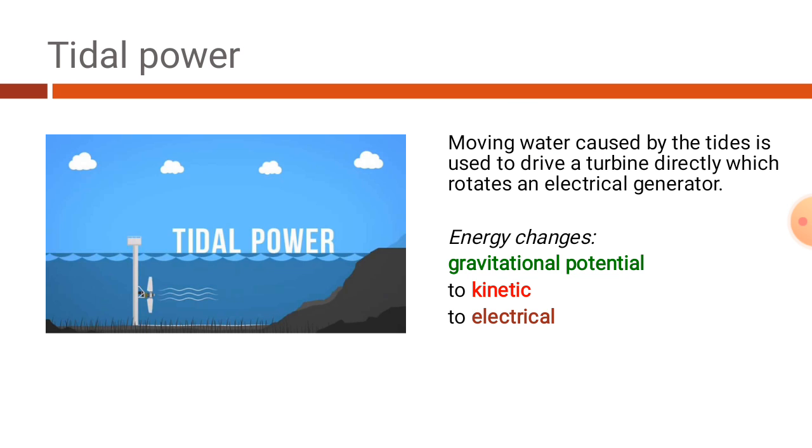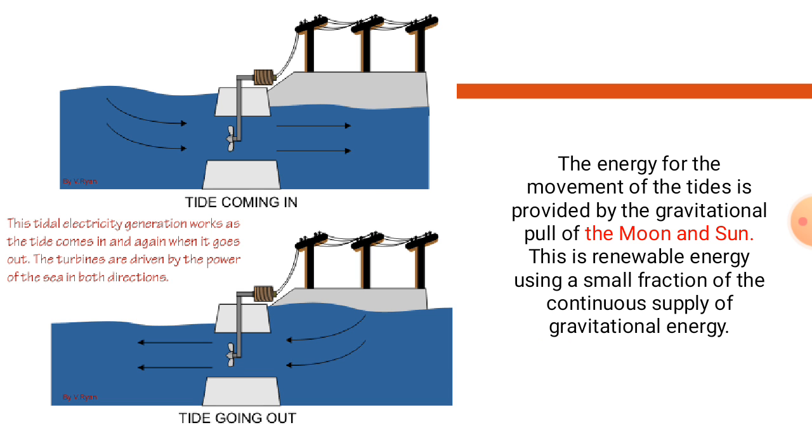Our next system is tidal power generation. This is nothing but generating electricity with the power of moving water, especially caused by the tides. The moving water caused by the tides is used to drive a turbine directly, which rotates an electrical generator. Here are the energy changes: the GPE of the water is converted into kinetic energy, then it is converted into electrical energy. So this is how it happens.